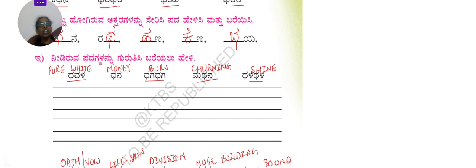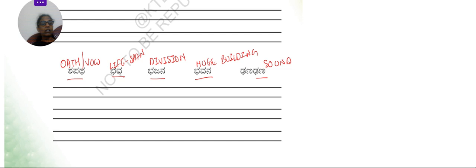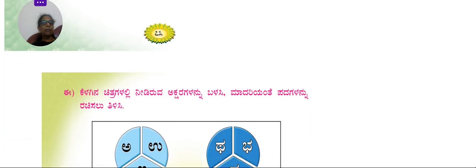Mathana means churning. Then thala, again, it's an expression of how something is shining. Then shapatha. Shapatha is to take an oath or take a vow. Then bhava means lifespan. Bhajana is division. Bhavana is a huge building like a palace, a real big building. Dhana is again an expression of how something sounds. So this is all the exercises in page 73.